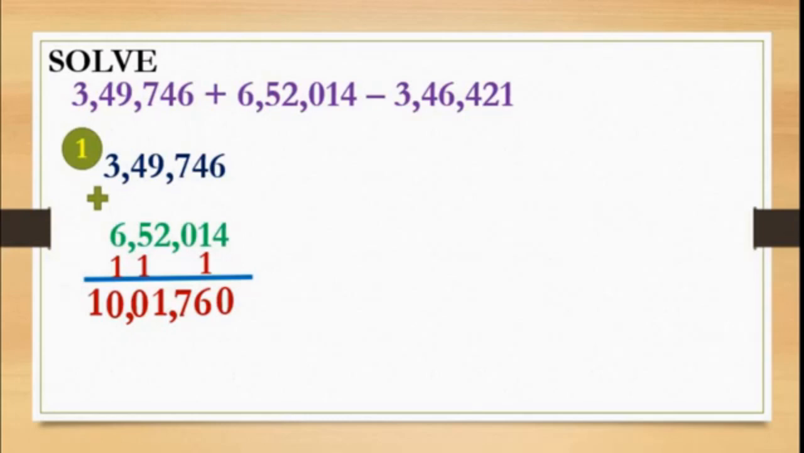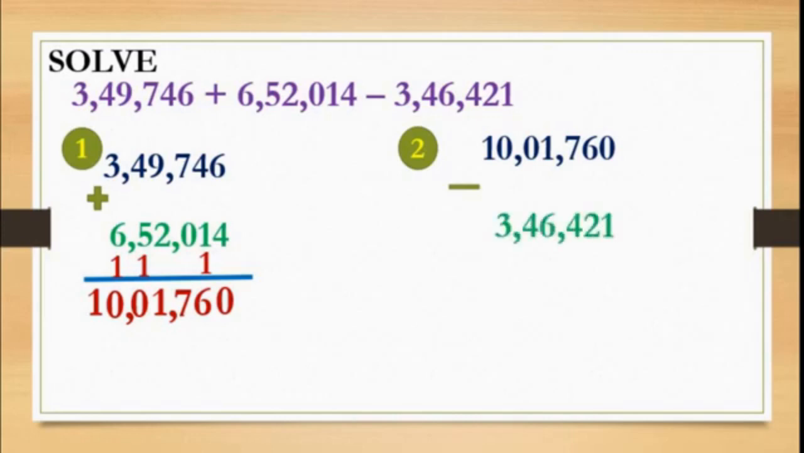From that answer we have to minus the third number. So I will write the same number here, minus 3,46,421. Now we will do subtraction here. 0 minus 1 not possible. So here 10, you know how to borrow from the left hand side. 10 minus 1, 9. Now here 5 minus 2, that is 3. 7 minus 4, 3. Again 1 minus 6 not possible. It became 11. Minus 6, 5.